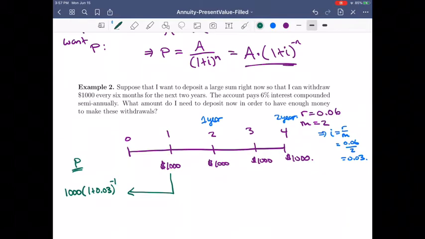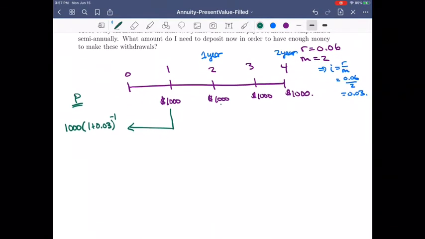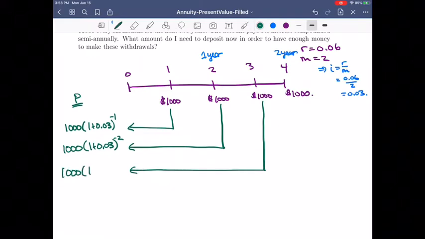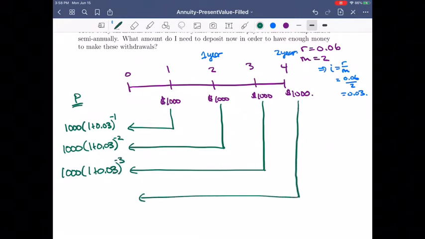So I need this amount of money now. In order to have the $1,000 after 2 compounding periods, I needed to have in my account 1,000 times (1 plus 0.03) to the minus 2, because it's 2 compounding periods from now. Similarly, for this third one, I needed 1,000 times 1.03 to the negative 3. And for the fourth one, 1,000 times 1.03 to the negative 4.